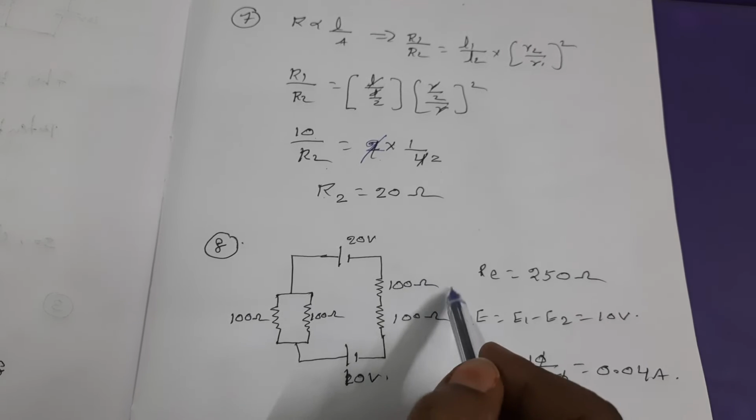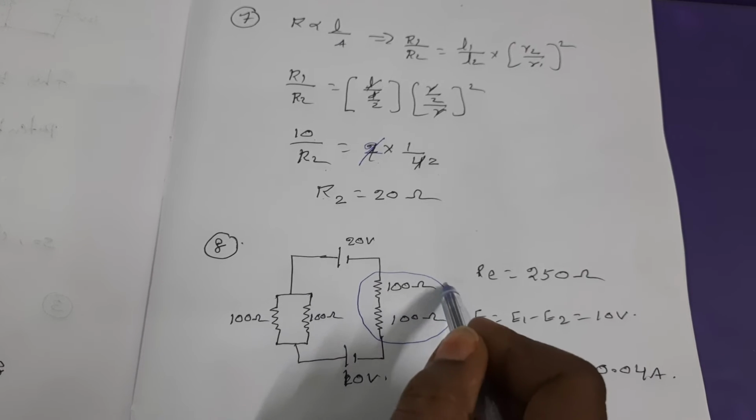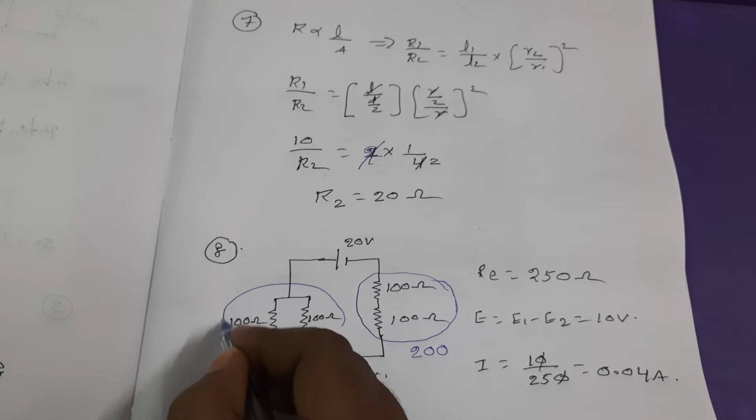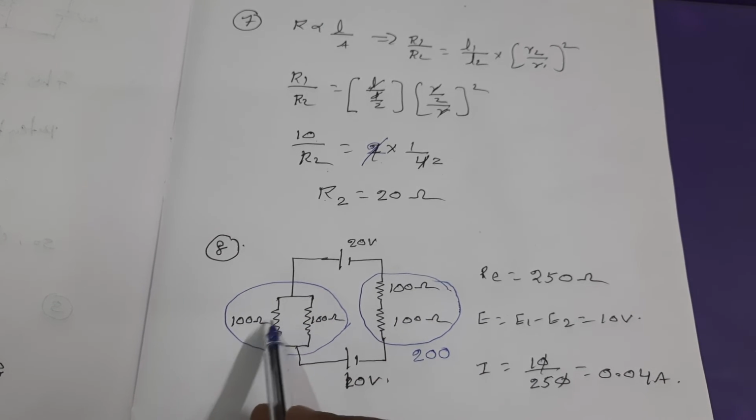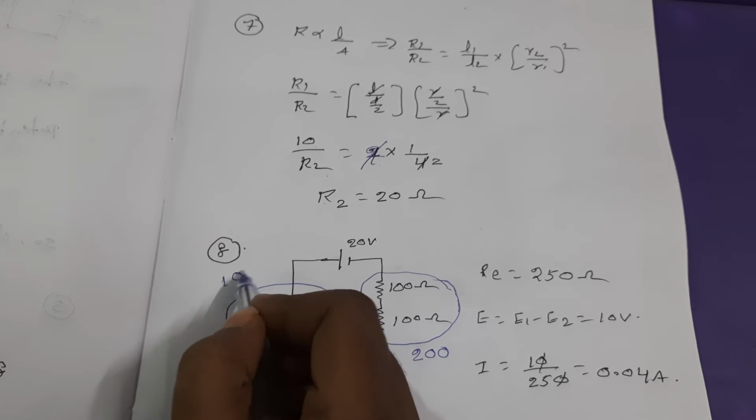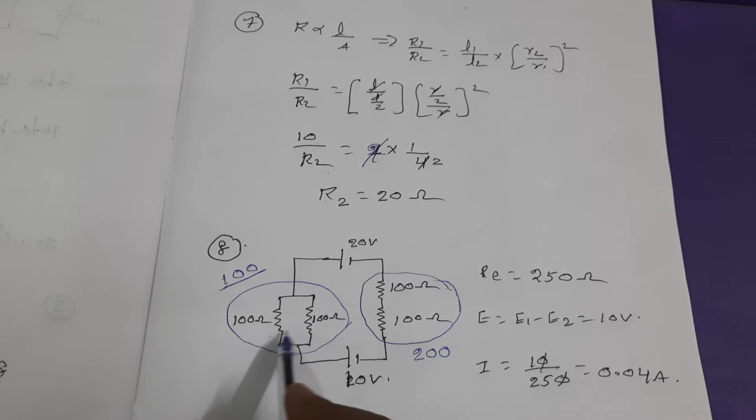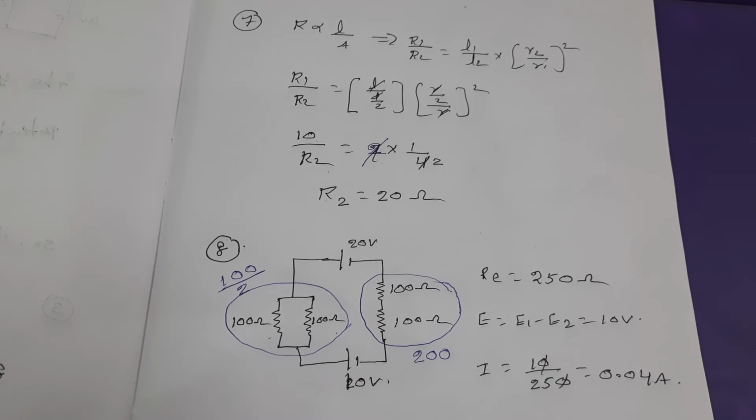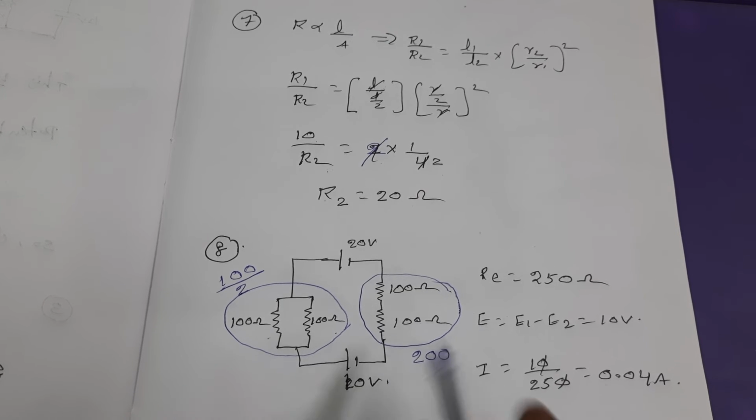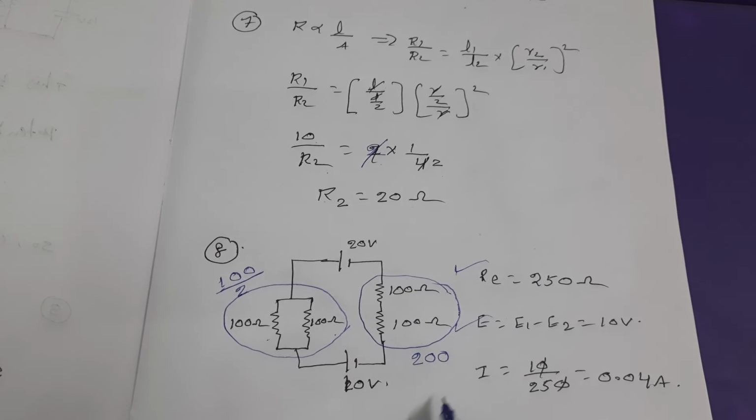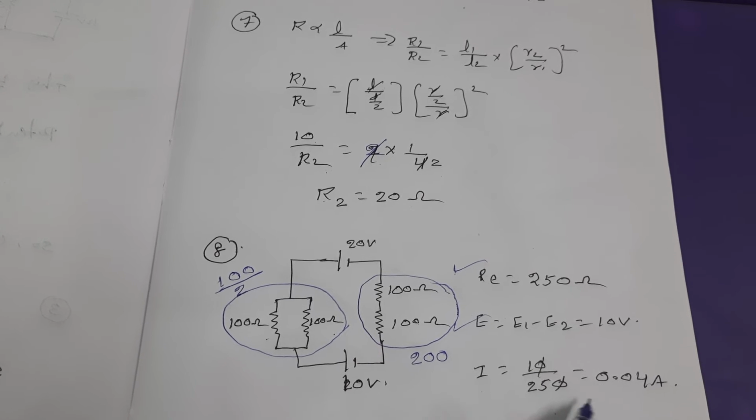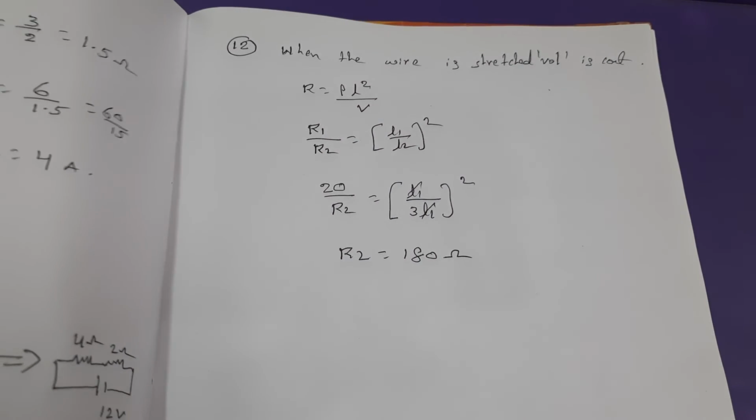Look here, these two are in series. Effective resistance is 200. These two are in parallel, that two identical. So each one resistance 100 by number of resistors is how much? 2 by 2. This is how much? 50. But this one is in series to this one, means 250 ohms resistance is there, and the potential is 10 volts. Then from Ohm's law, I equals to V by R. Our answer is how much? 0.04 amperes.